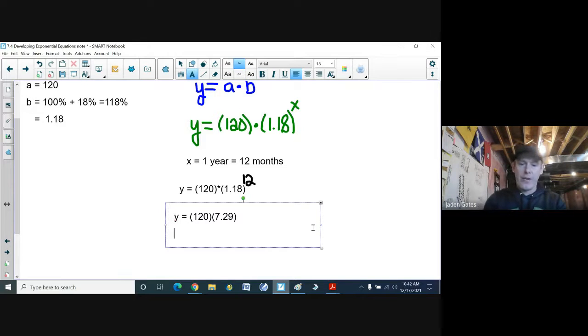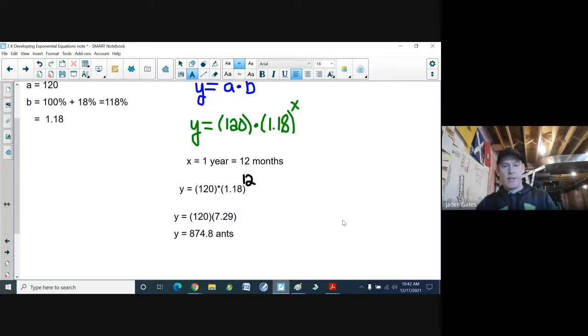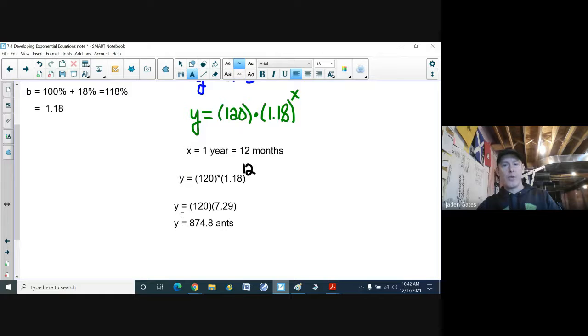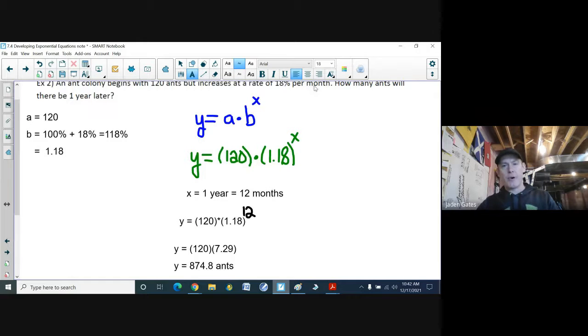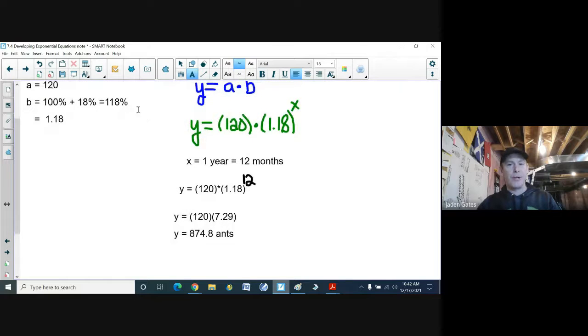And then finally, multiplying our two numbers, I take 120 and multiply it by 7.29, and I would expect to have approximately 874.8 ants. And there we go. So again, we had to watch out that our rate was per month, but what we're looking for was in years. Got to be in the same units there.